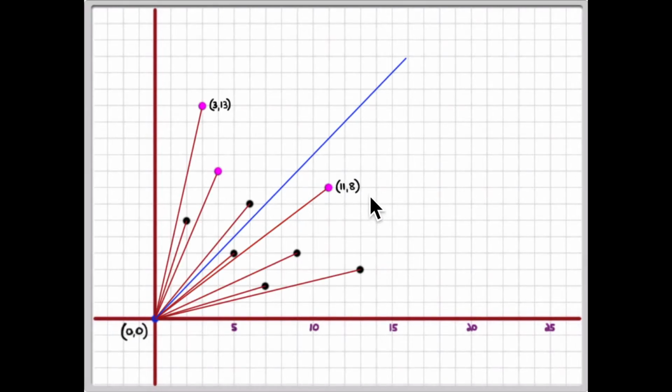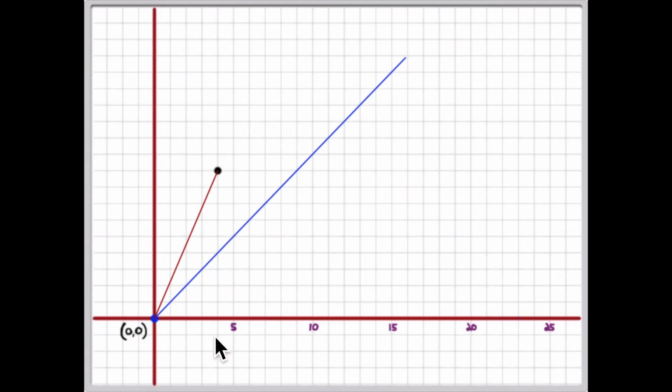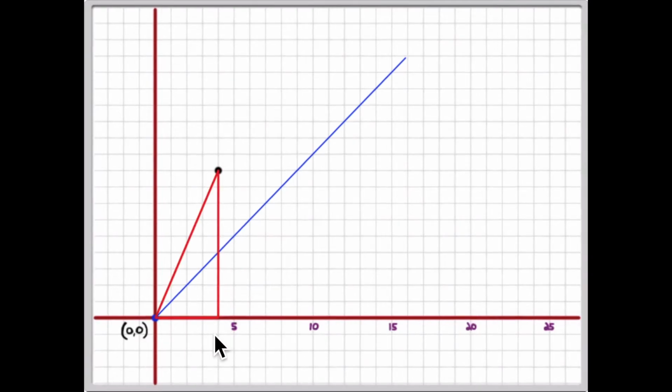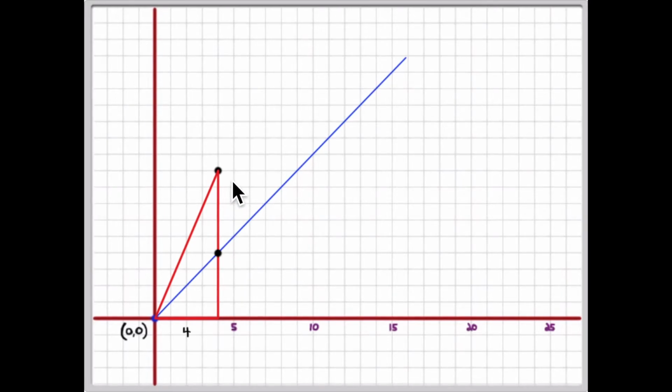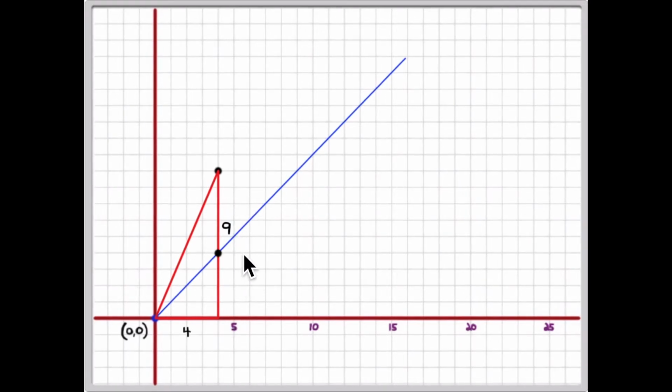This is the point that I just did. And so now the next point is right here. So now we're going to talk about fourths, because this horizontal length is 4 units. So the vertical length is going to be a fraction of those 4 units. So this is 4 units. This vertical length is 9 units. So this length is 9/4 of these 4 units.